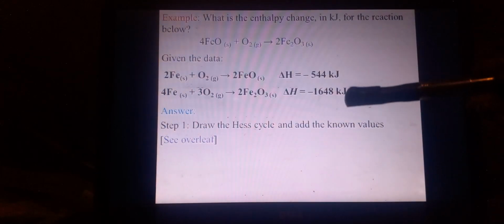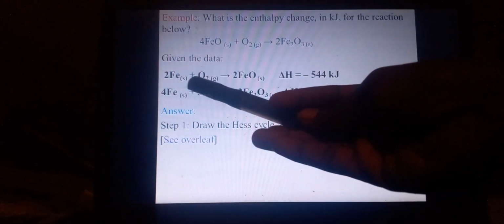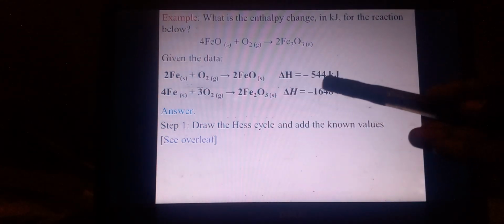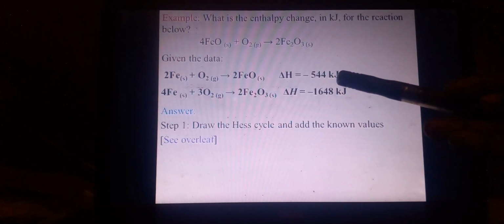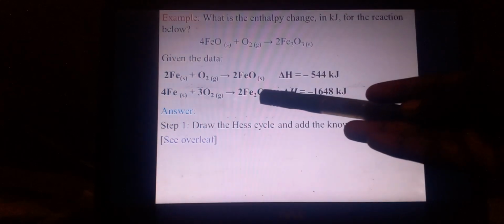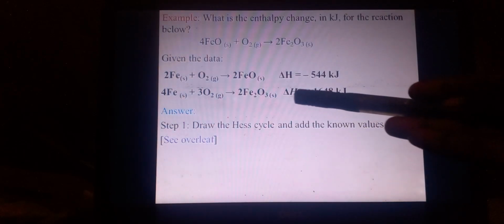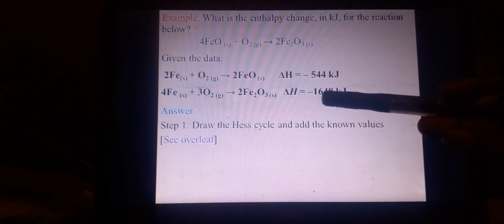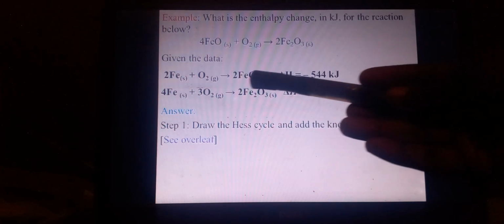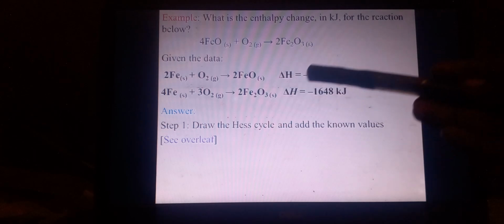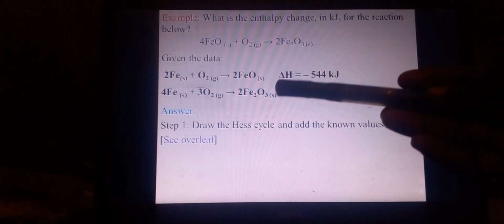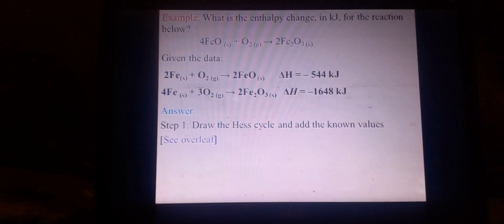From this information here, to form 2 moles of iron(II) oxide, we require negative 544 kilojoules of heat. Then to form 2 moles of iron(III) oxide, we require negative 1648 kilojoules of heat. Remember, during formation of substances, there is formation of new bonds. So those processes are exothermic processes. Heat must be given out.